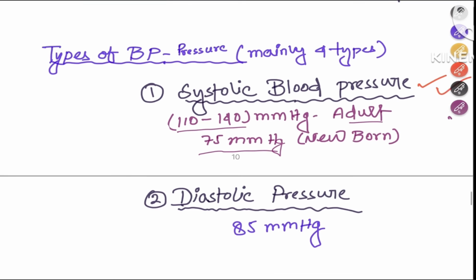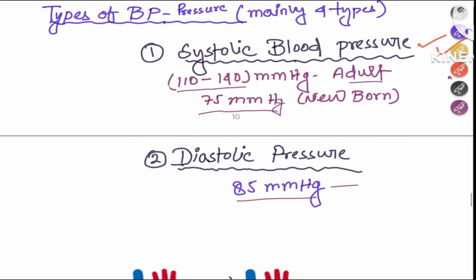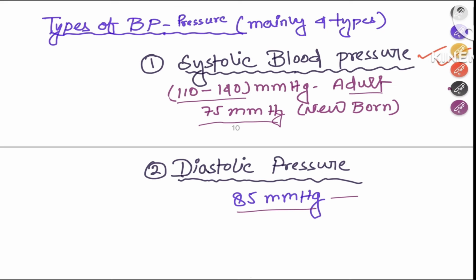Diastolic blood pressure means when our heart is relaxed, that is the diastolic. At that time the blood pressure is less compared to the systolic blood pressure. That is the relaxing phase of the heart. The normal diastolic blood pressure in an adult is 85 mmHg. Whenever we measure our blood pressure, we say the normal blood pressure is 120 by 80. But the systolic blood pressure can vary from 110 to 140 for an adult.